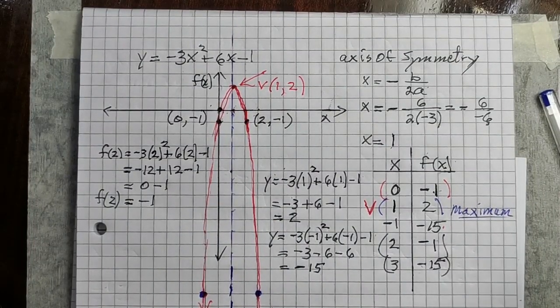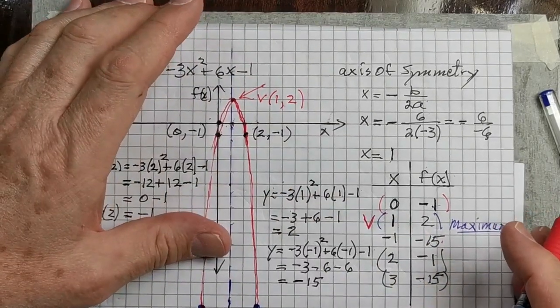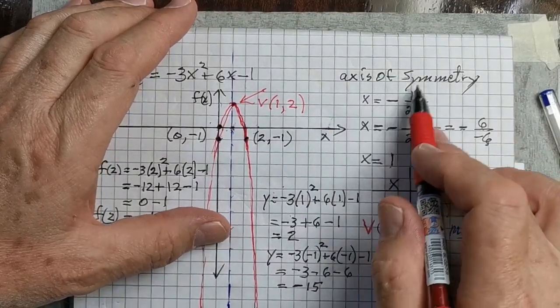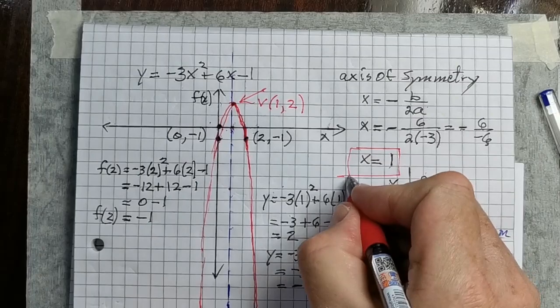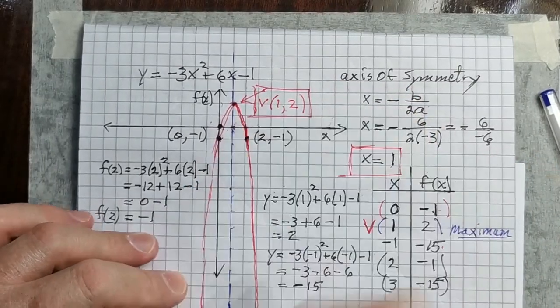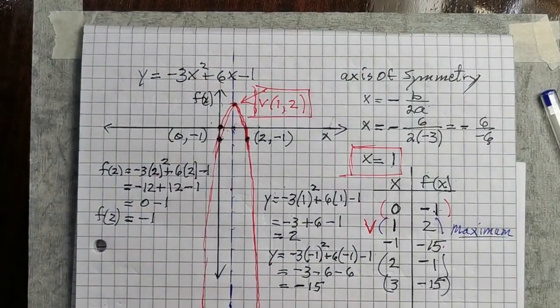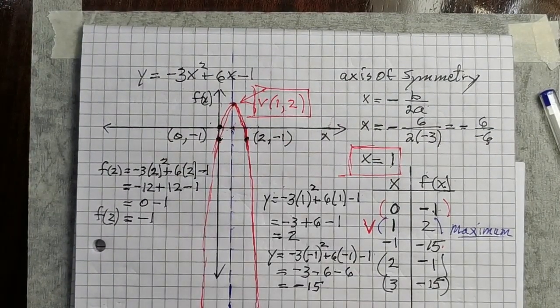Our axis of symmetry, they ask us to identify that, which we did someplace. Where did I put it? Oh, yes. Axis of symmetry, we solved minus b over 2a. We solved x equal to 1. So that's something they asked for. Now, they asked for one more thing. Besides the vertex and the axis of symmetry, they also wanted us to identify the y-intercept.